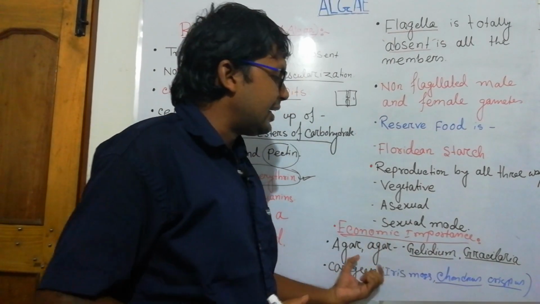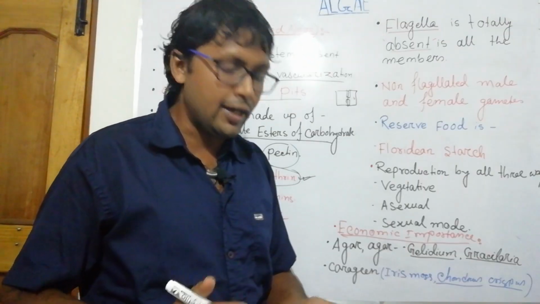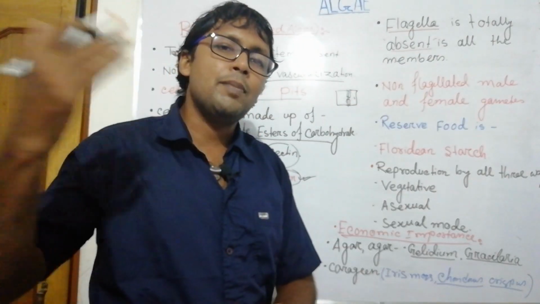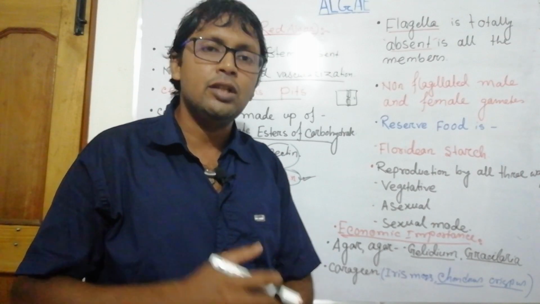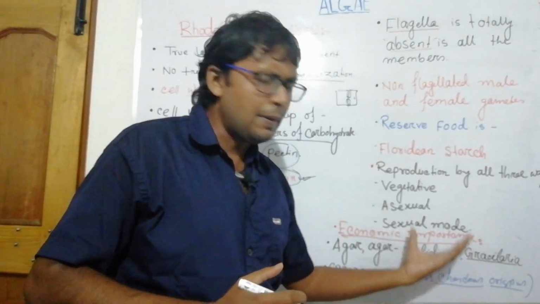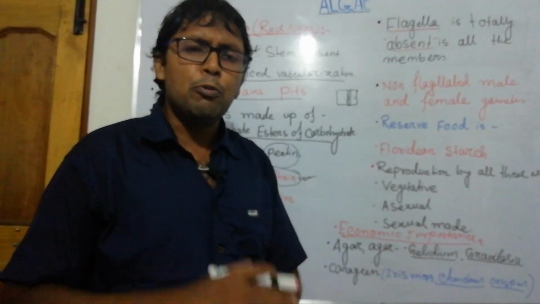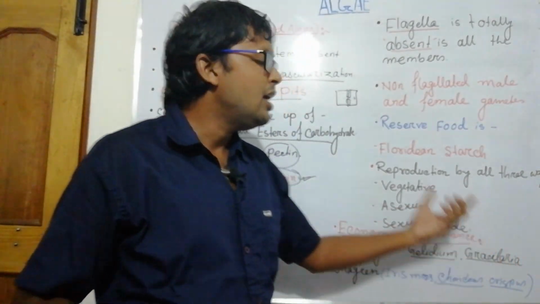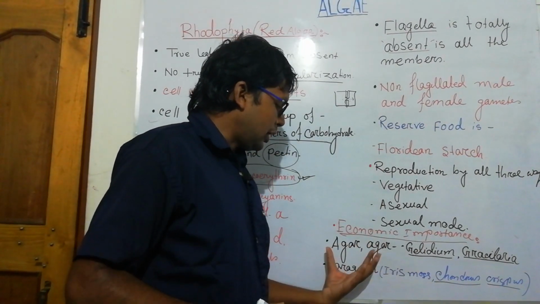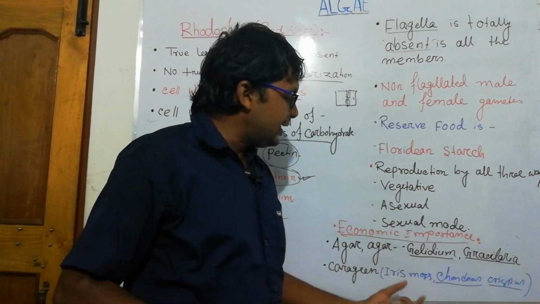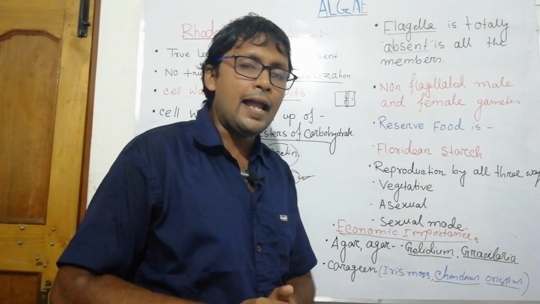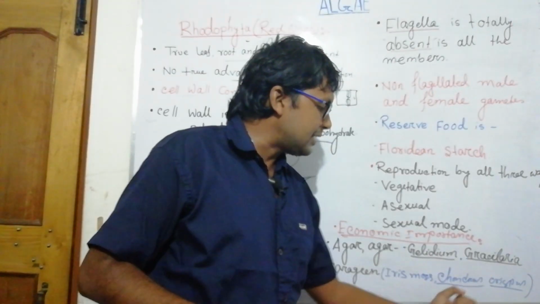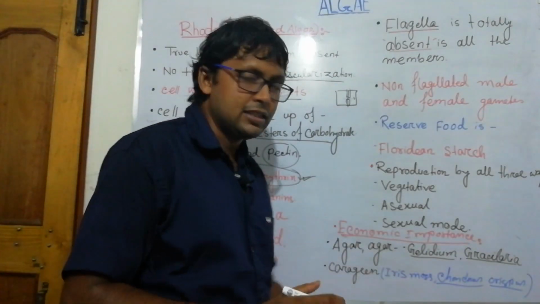Economic importance: agar is obtained from Gelidium and Gracilaria. These two algae form agar. We know that agar helps in biotechnology as well as in media preparation, in the preparation of jellies and foodstuffs. So in all cases agar is essential. Gelidium and Gracilaria, the two members of Rhodophyta, are responsible for the production of agar. Carrageenan also comes from a red alga, and Irish moss is called Chondrus crispus, from which carrageenan, an agar-like substance, is obtained.